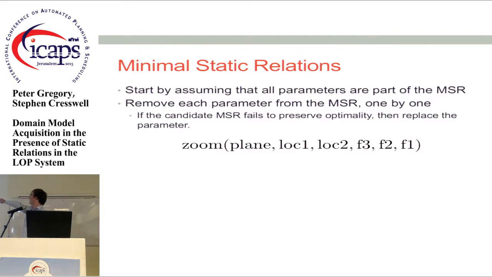So Zoom uses more than 1 unit of fuel, so it jumps from 3 to 1 at the end, right? So we go through, we say, well, we don't need the plane, that's not part of the statics. The locations in Zeno are not restricted, so you can fly between anywhere you want. F3 doesn't preserve optimality, so we need this guy. And then F2, oh, hang on, we weren't expecting that result because in the real domain, F2 is part of the static relation, right? But in fact, all you're doing is going from F3 to F1, right?